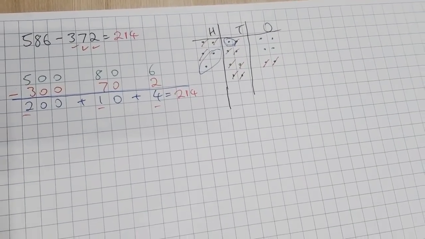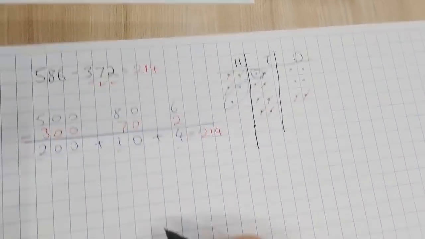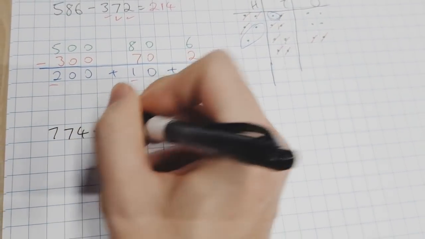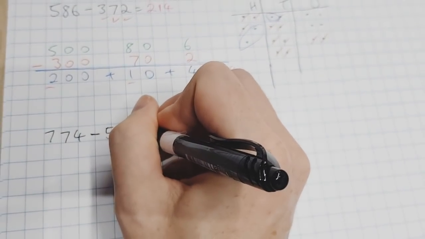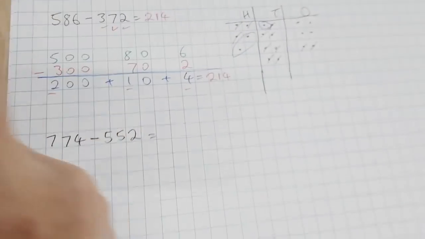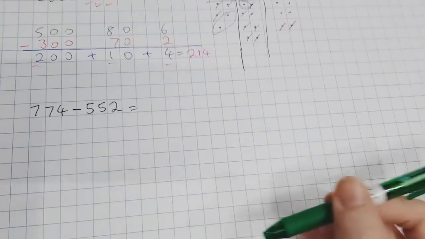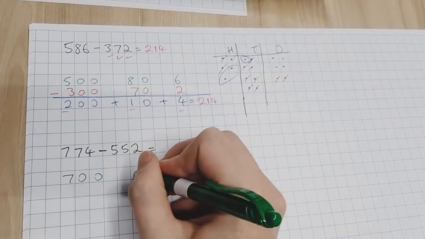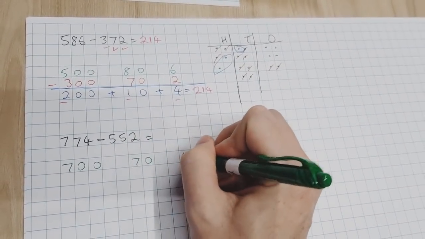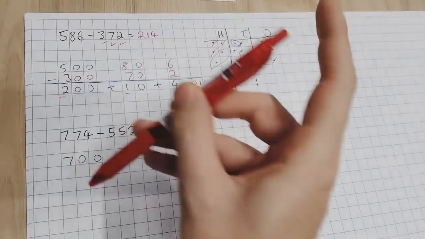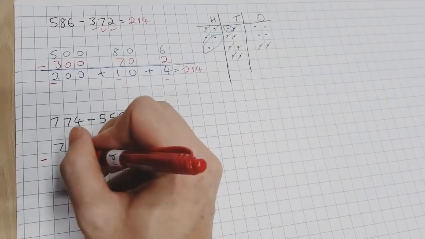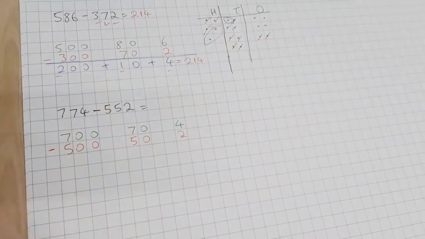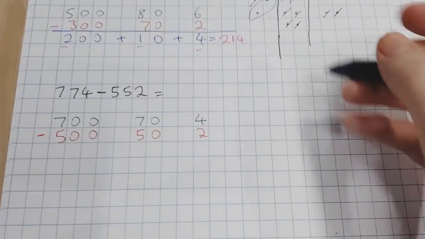Okay, we'll do one more, shall we? And let's choose a larger number. It's the same method, but let's just show we can do it with a larger number. 774 subtract 552. That's partition. 770 and 4. And we're going to subtract 550 and 2. I'll do this with place value again.